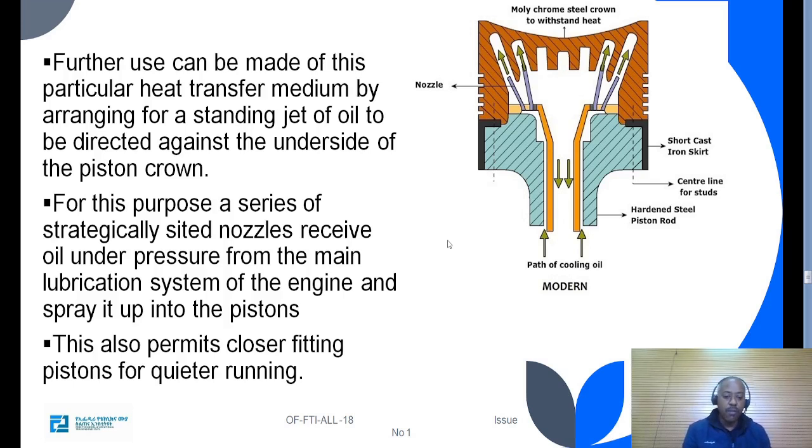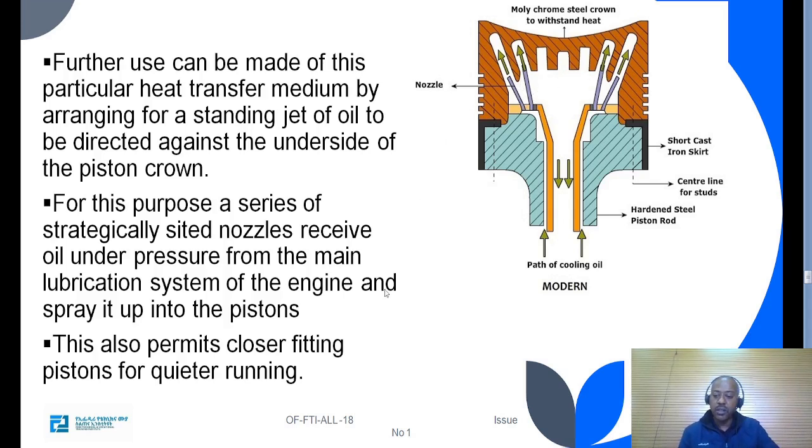Let's discuss the modern type of piston cooling using oil. Further use can be made of this particular heat transfer medium by arranging for a standing jet of oil to be directed against the underside of the piston crown. For this purpose, a series of strategically set nozzles.